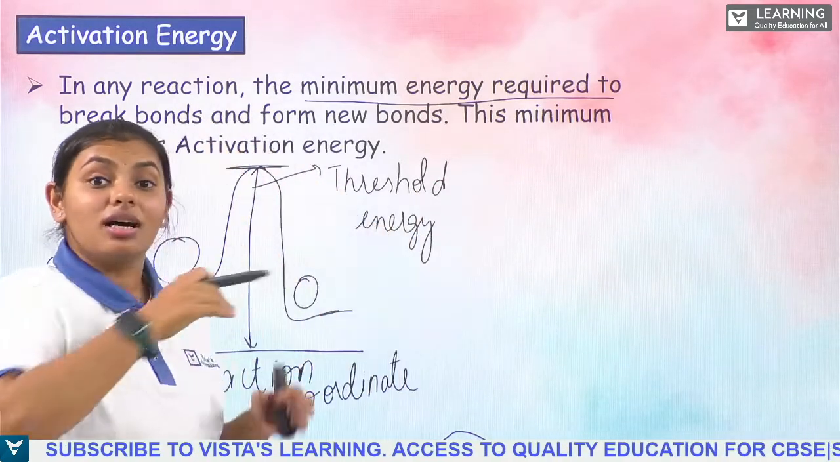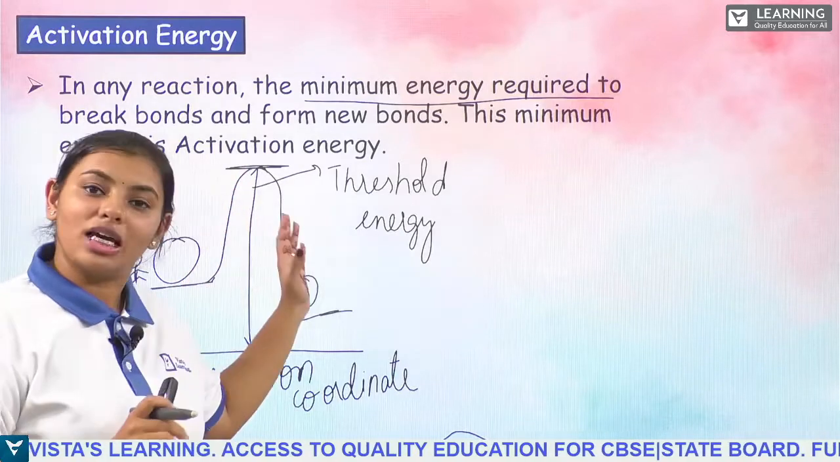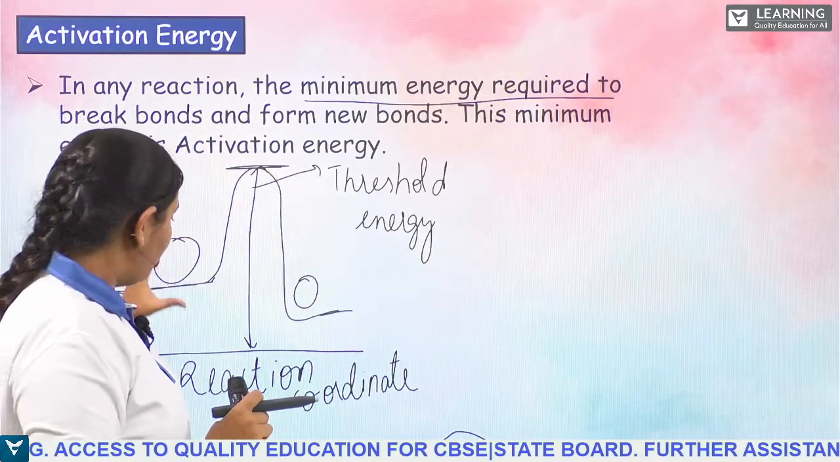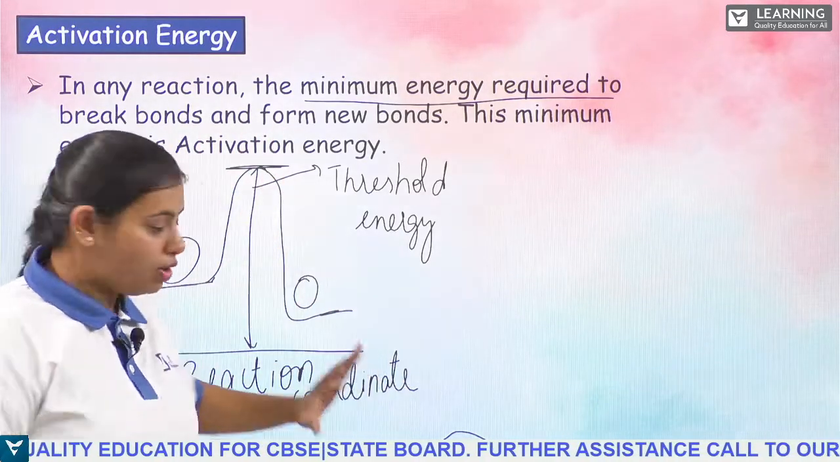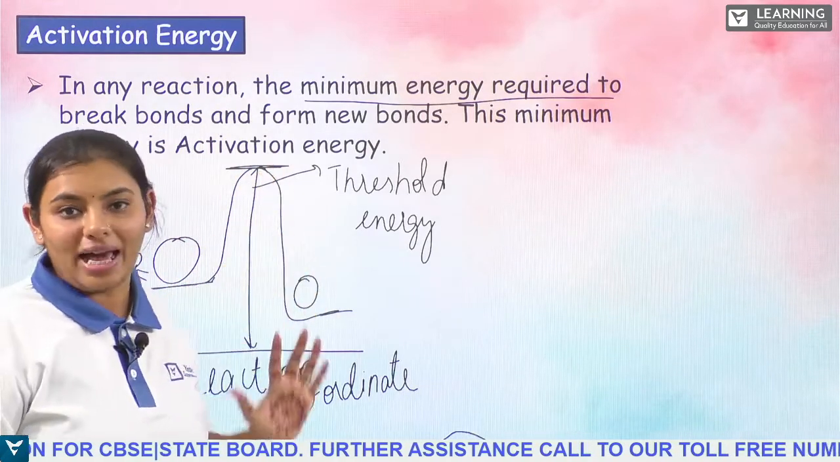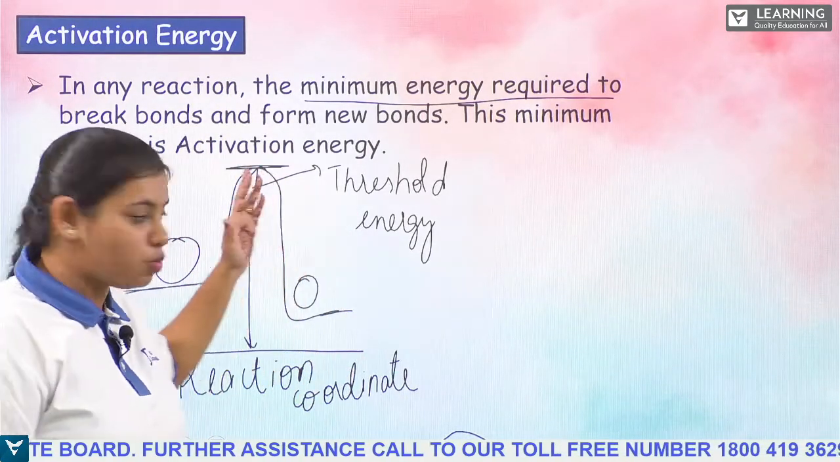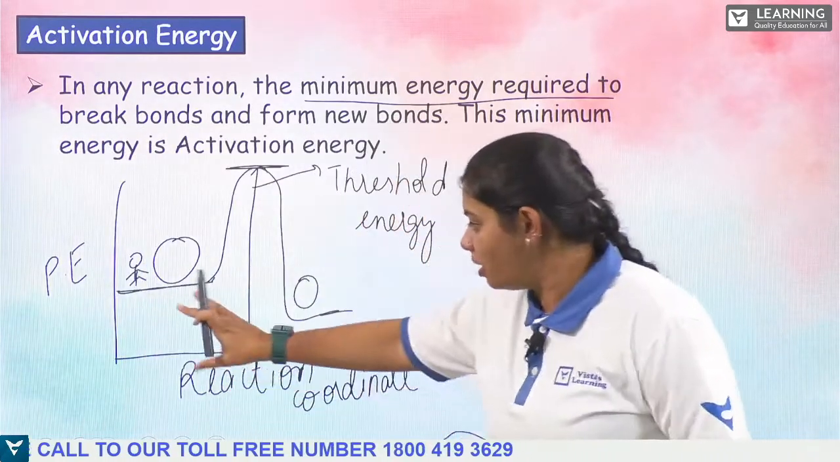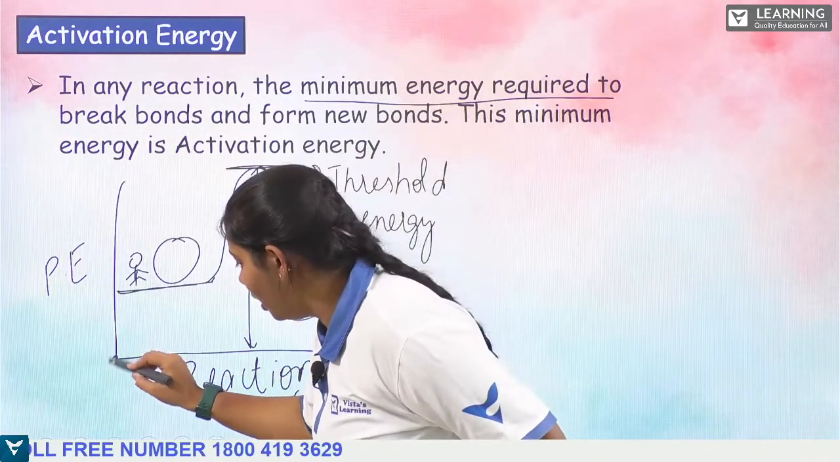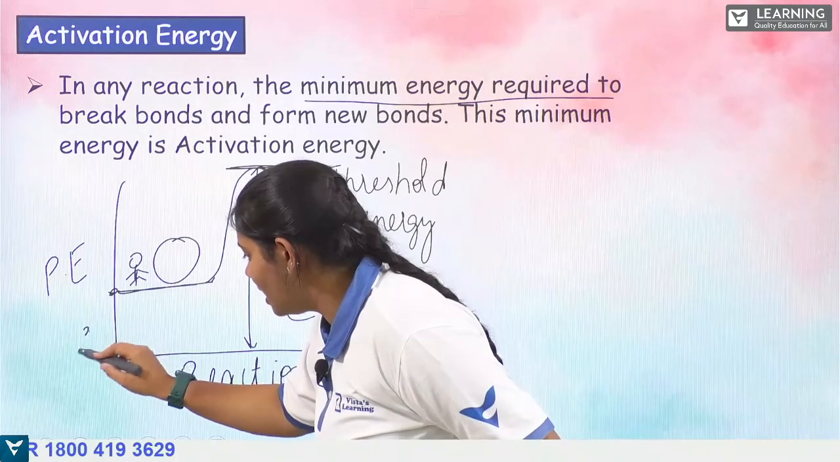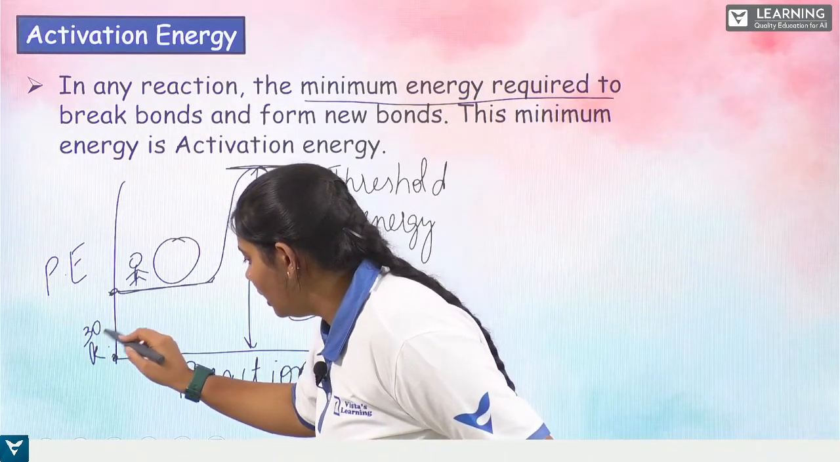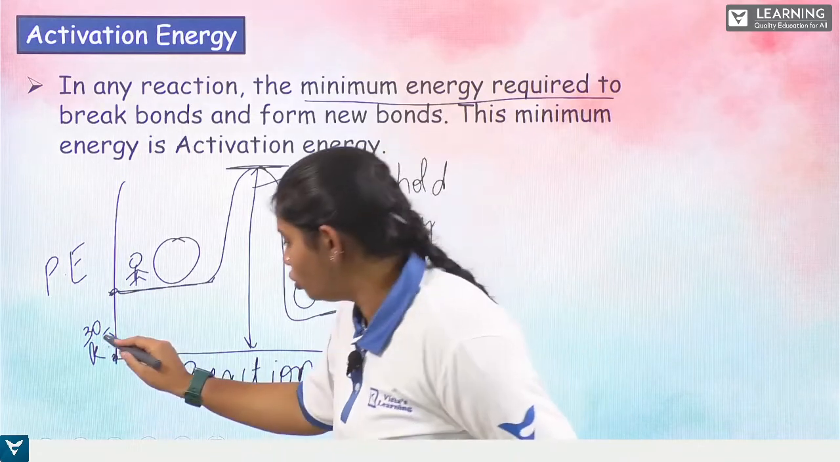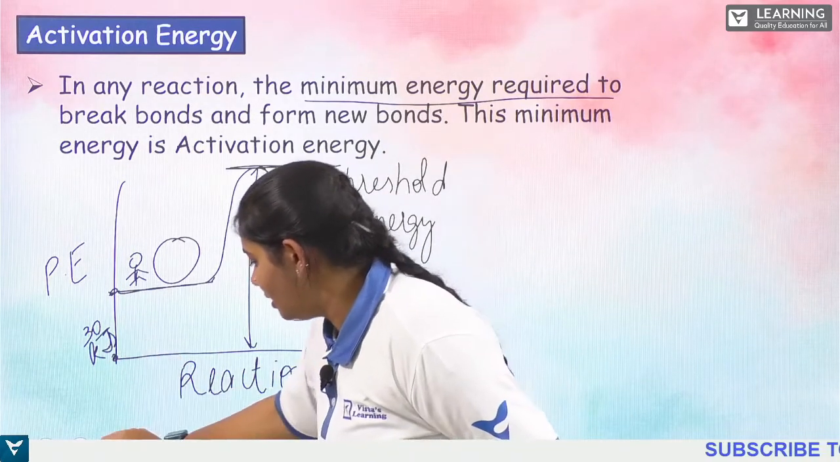Okay, so this is a certain amount of energy which is required in order to make sure the ball is being passed. The total energy of the barrier is what we call the threshold energy barrier. But the person is already having a certain amount of energy. So imagine from here to here, there is 30 kilojoules of energy which is already there with the boy.